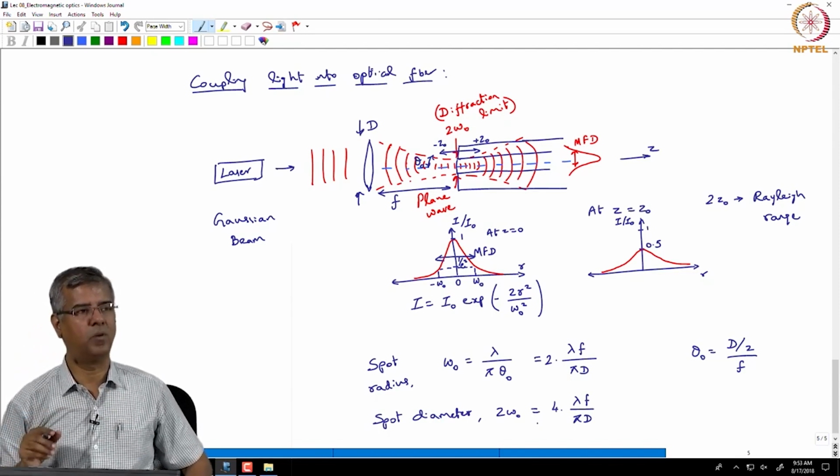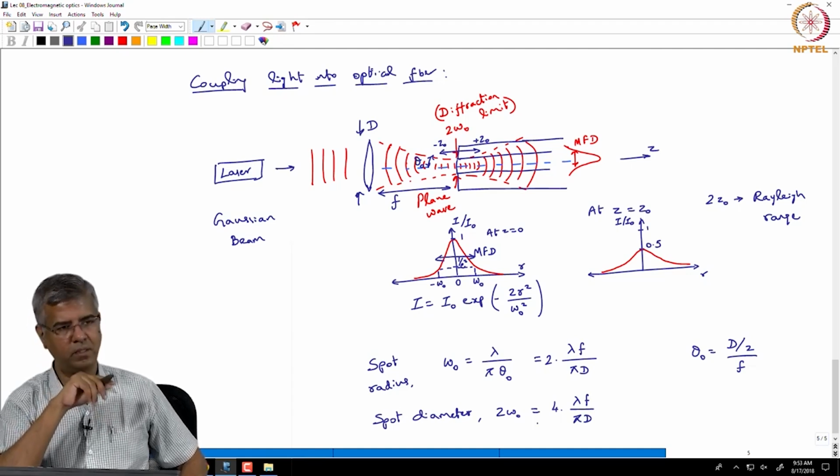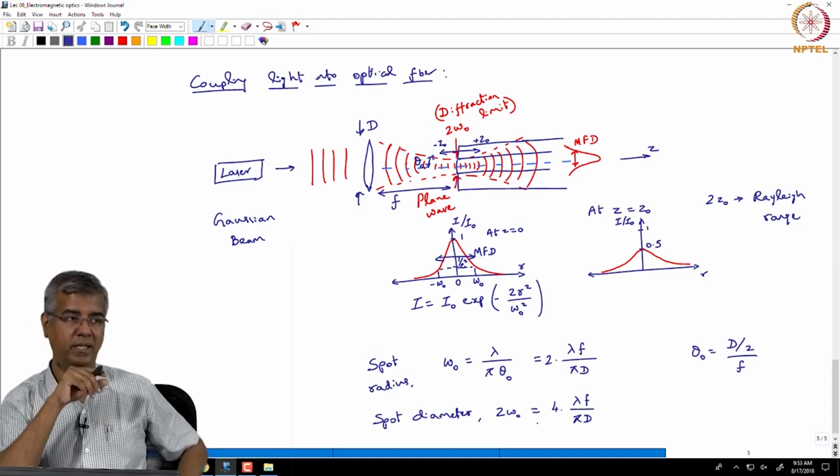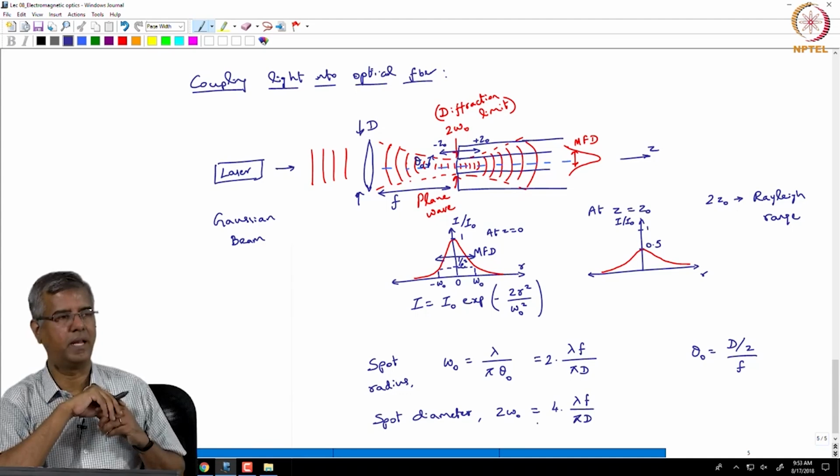You can get a much smaller spot size as you go to much smaller lambda, but you also get a smaller spot size with smaller focal length and a larger beam to start with. D corresponds to the diameter of the beam.